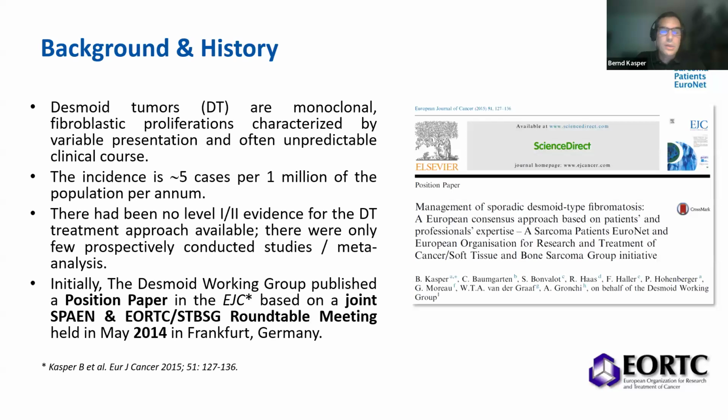So the incidence is low. We have about 5 cases per 1 million of the population per year. And when we started this initiative 10 years ago in 2014, the problem was that there was absolutely no phase 3 data. So we had no level 1 or 2 evidence, so very high level papers or clinical studies which could actually draw some good results on this disease.